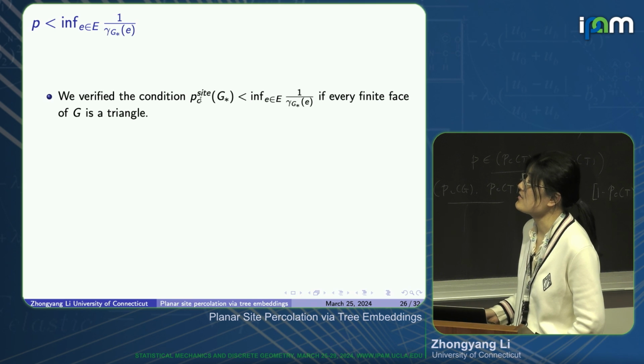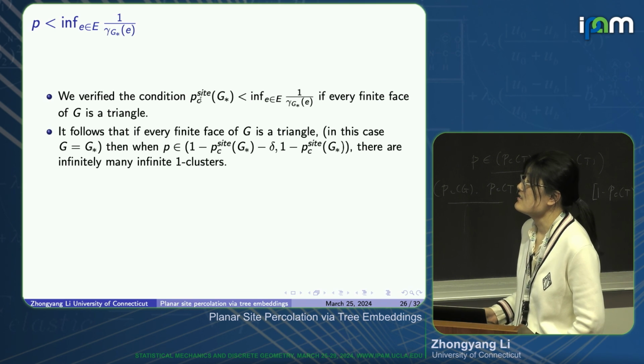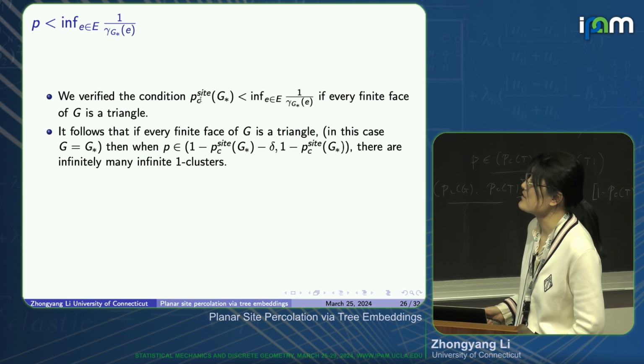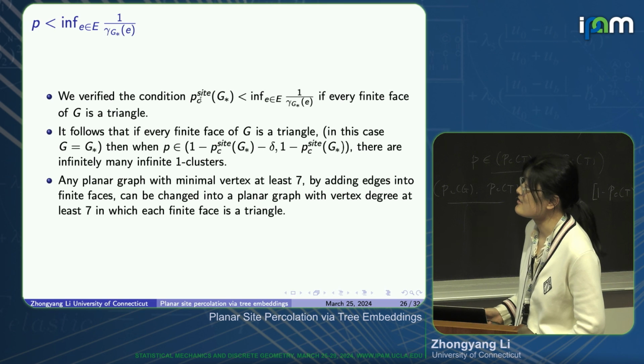If every face of G is a triangle, then it follows directly. If every face of G is a triangle and p is between 1 minus p_c^site of G* minus delta and 1 minus p_c^site of G*, there are infinitely many infinite one clusters.